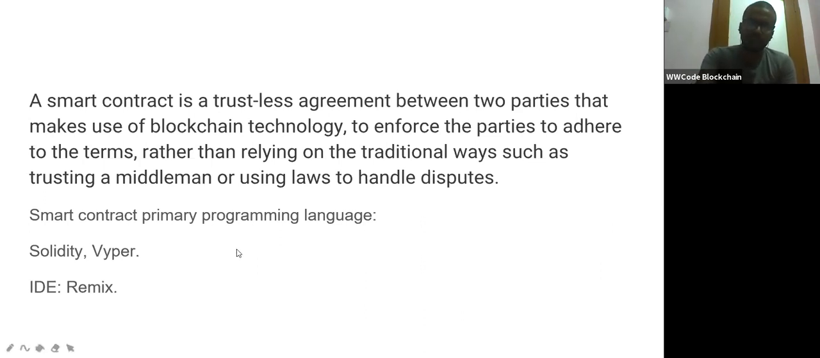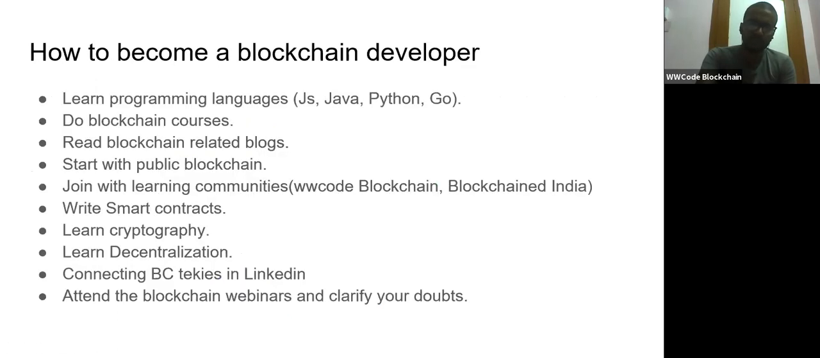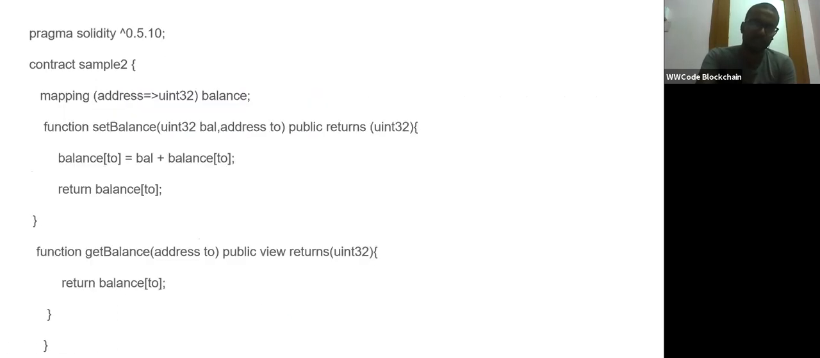So I just want to show some smart contract. This is a smart contract. It's just like balance checking. You can set the balance and you can get the balance. You can check the balance. It's like a collection of functions. A smart contract is a collection of functions only.